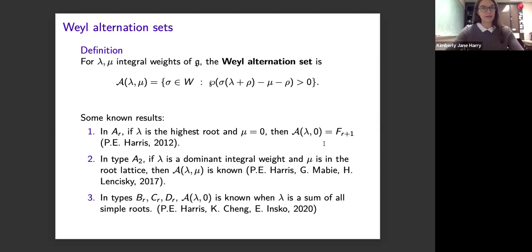And then in 2017, they decided to look at just type A2 and said lambda is my dominant integral weight and mu is just in the weight lattice. And they found that the alternation set was known as well. And then finally, in 2020, they decided to look at the different types. So for type B, C, and D, when mu is equal to 0, they found all of that here. And I wanted to point out that lambda here is the sum of all simple roots in this situation, because in the different types, lambda won't be the highest root anymore.